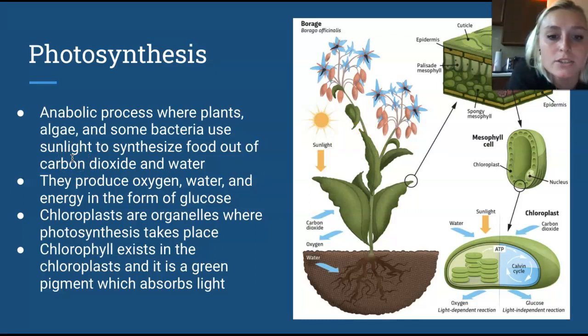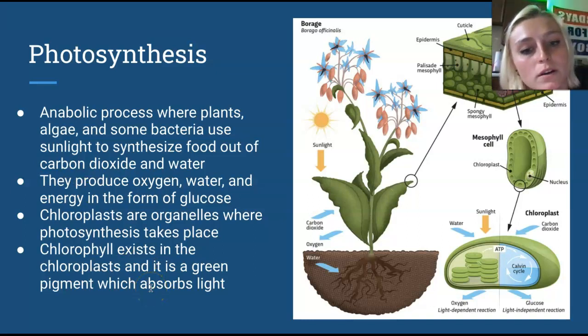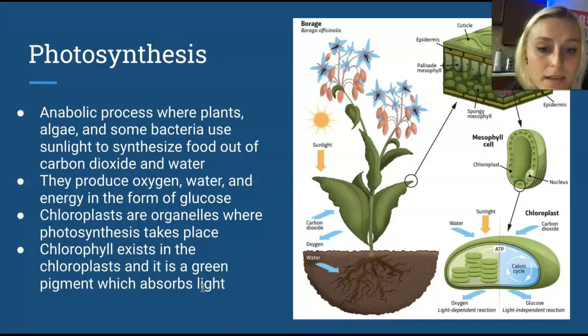So plants, algae, and some bacteria use sunlight to synthesize food out of carbon dioxide and water. That is what photosynthesis is. They produce oxygen, water, and energy in the form of glucose. Chloroplasts are the organelles inside of plant cells where photosynthesis takes place. And chlorophyll inside the chloroplast is what gives plants the green pigment, and also absorbs light.